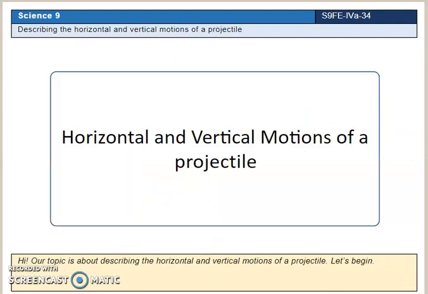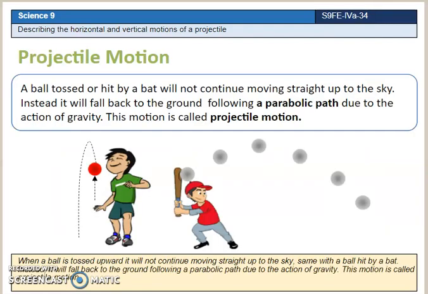The topic is about describing the horizontal and vertical motions of a projectile. When a ball is tossed upward, it will not continue moving straight up to the sky, same with a ball hit by a bat. Instead, it will fall back to the ground following a parabolic path due to the action of gravity. This motion is called projectile motion.